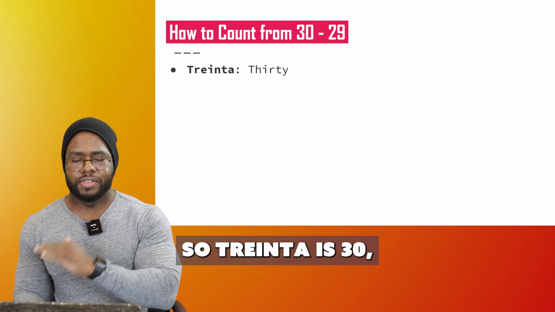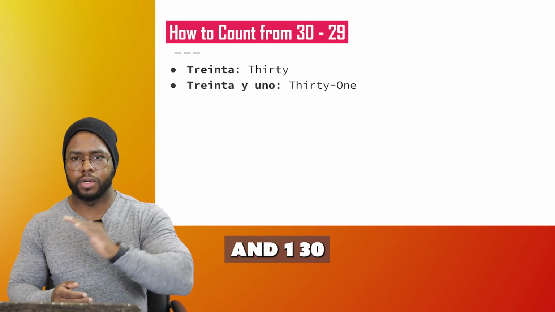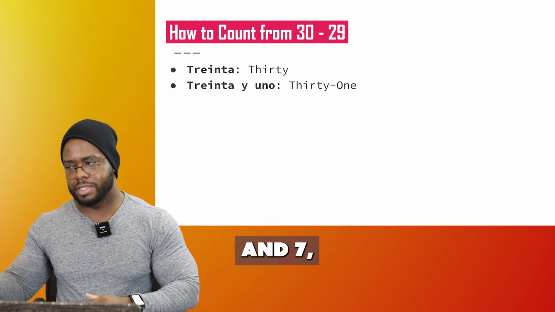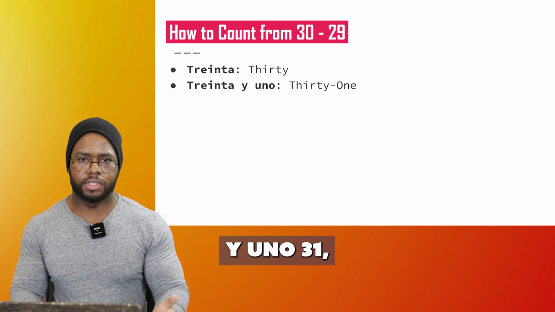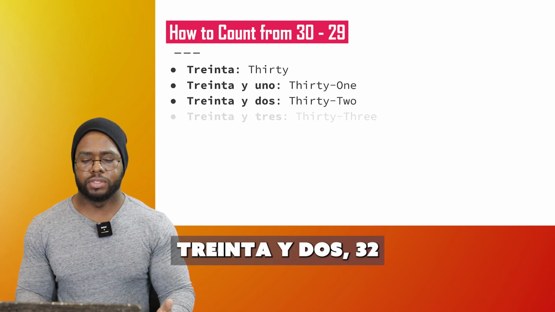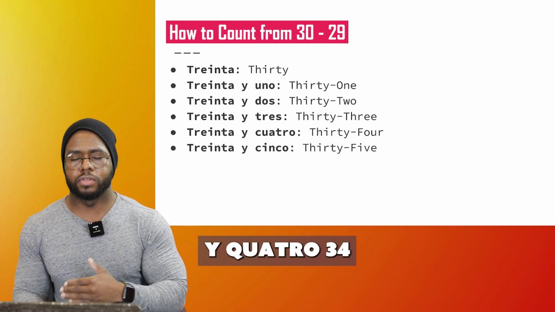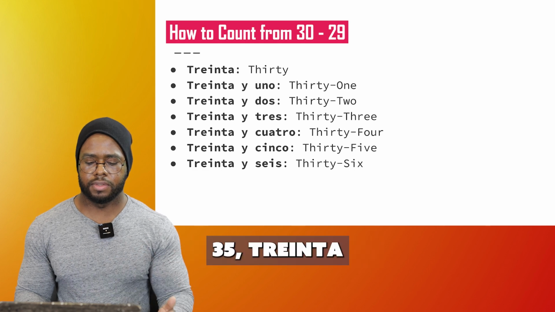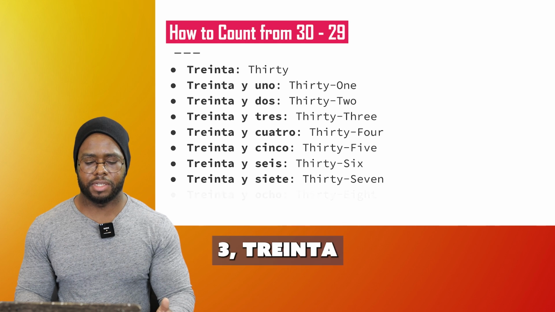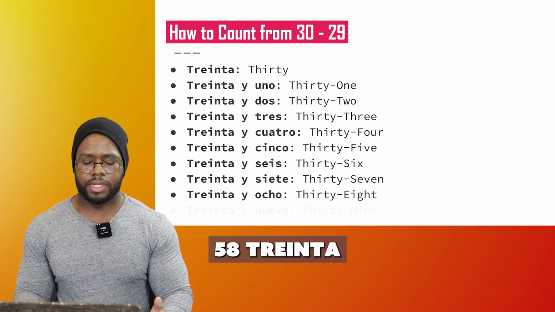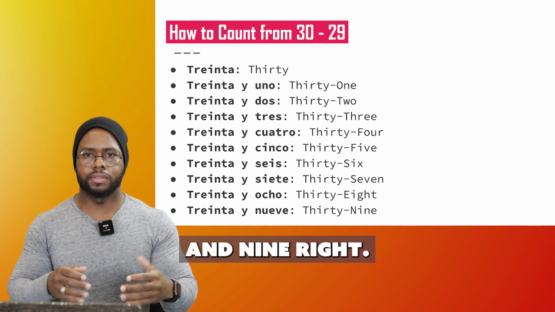From 30 to 99, the formula is more or less easier to follow. So 30 is treinta. If I want to say anything between 30 and 39, it would be 30 and 1, 30 and 2, 30 and 7, 30 and 9. So in this case, we have 31, 32, 33, 34, 35, 36, 37, 38, 39. That's already 30 and 9.